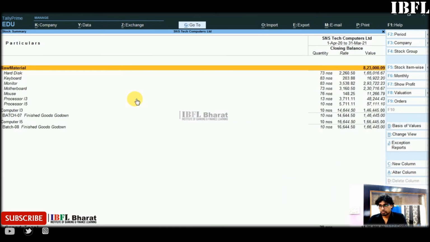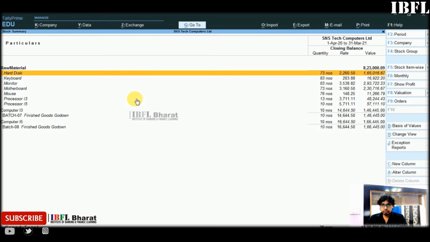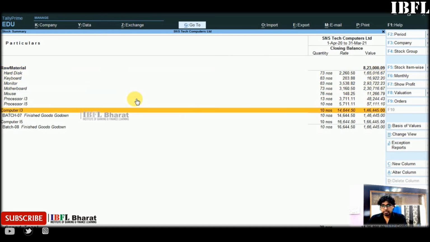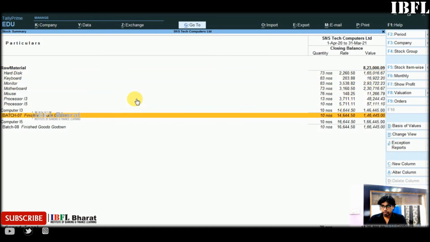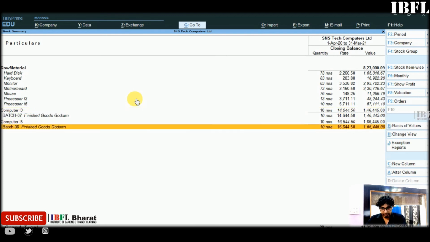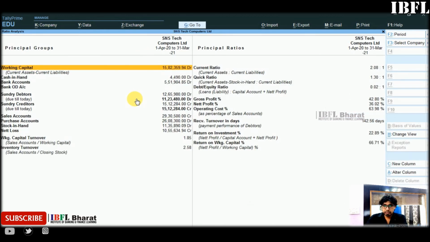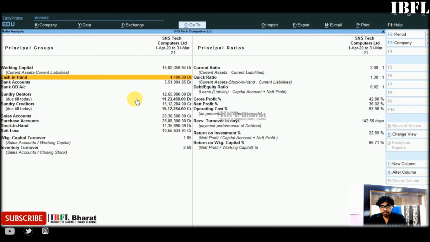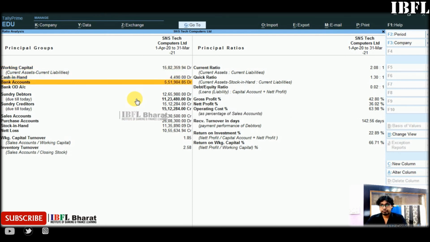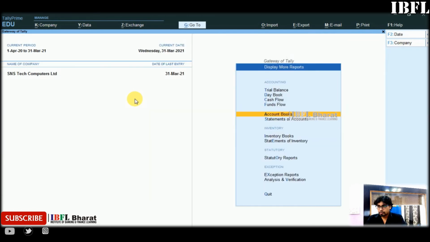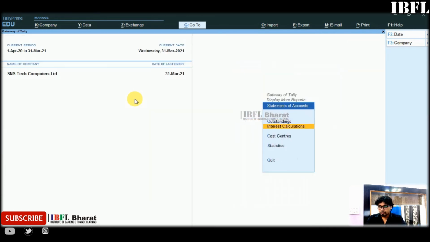What we still have: we still have these raw materials, we still have batch number 07 in the finished godown, and i3 computers 10 and i5 computers 10 in our finished godown. And this is the ratio analysis, in which we are in profit, and cash in hand is 4490 and the bank account is showing 551904.